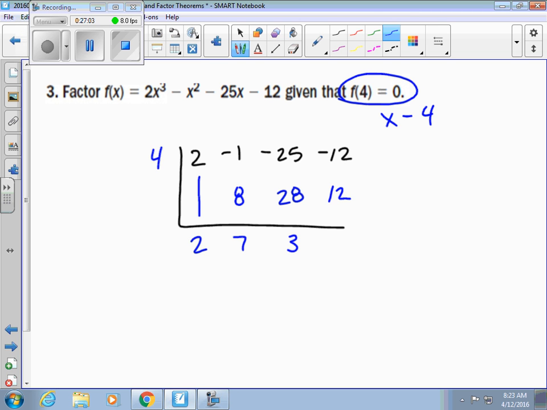And like I told you a minute ago, oftentimes you'll have opposite terms in that last column. 12 and negative 12 gives you 0. Synthetic division real quickly right there.